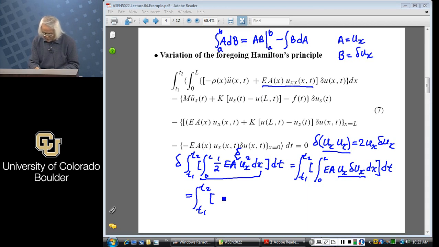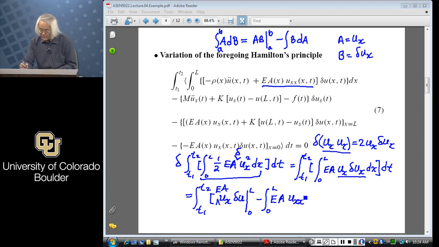So what I have here is ux delta u from 0 to L, minus the integral. I'm sorry, I'm missing here EA. This guy is uxx because that's TA. So that's like TA in that formula, and delta ux and tx.